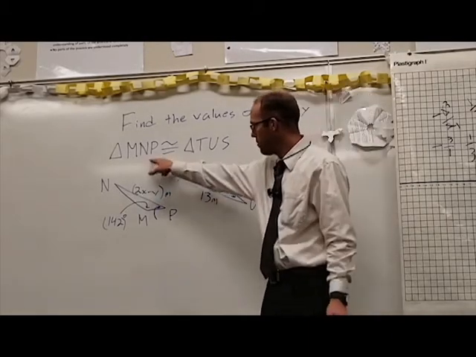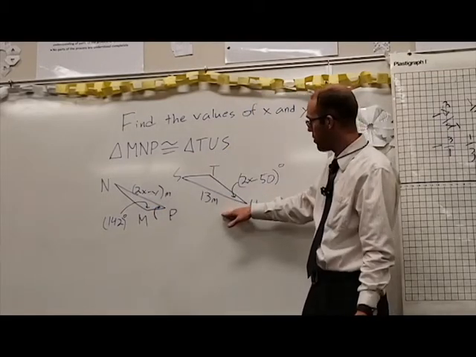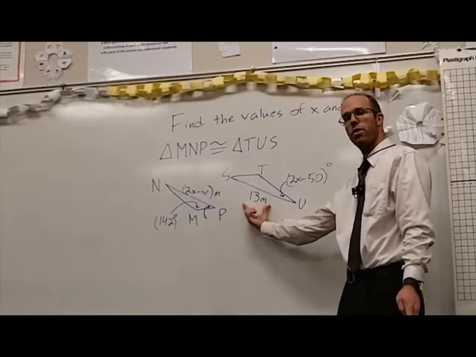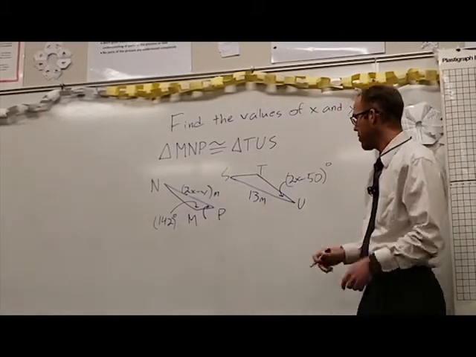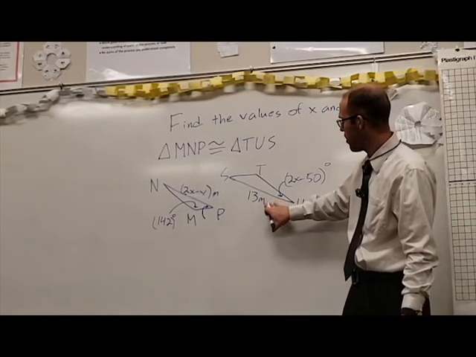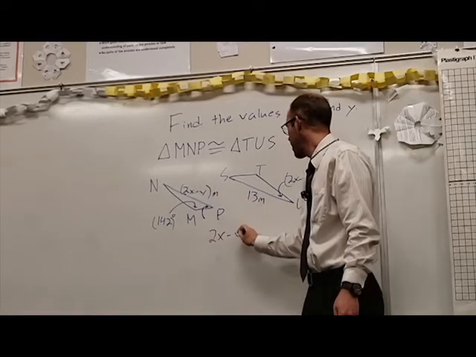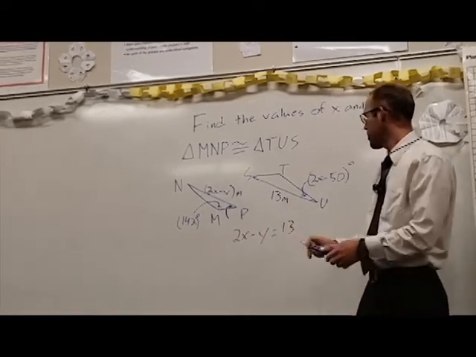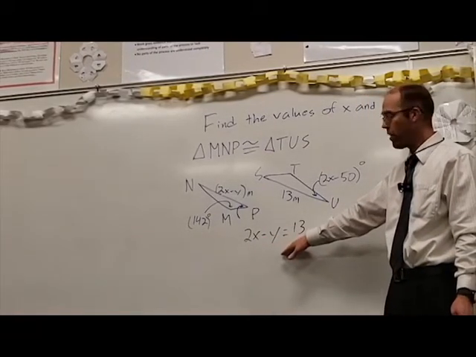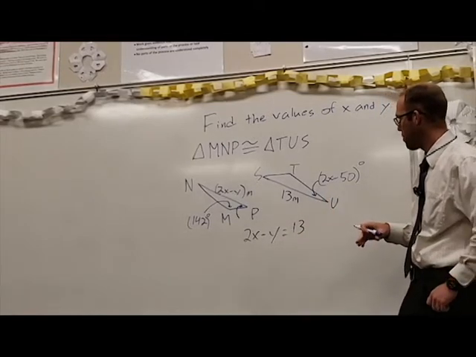We have MNP, this triangle right here, is congruent to TUS, the second triangle right here, so we know that this side right here, 2x minus y, is congruent to this side, which is 13. That M stands for meters, so I don't need to include that in my equation when I set it up. But I know that 2x minus y is equal to 13. Now this has an x and a y. I won't be able to solve for the specific values without more information, so let's use some of the other parts to find some extra information.